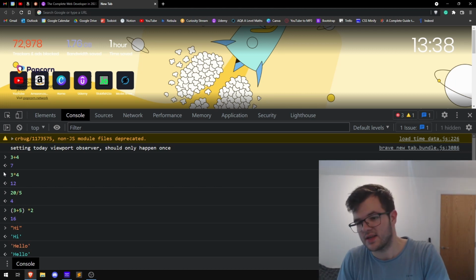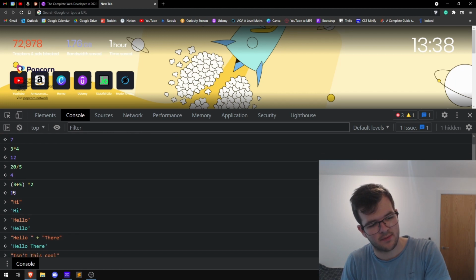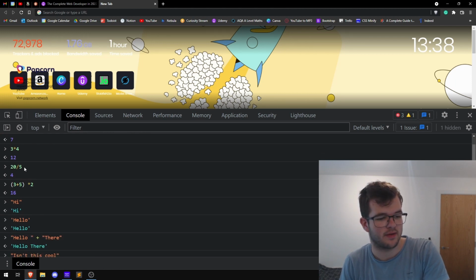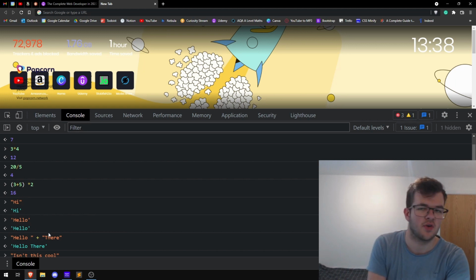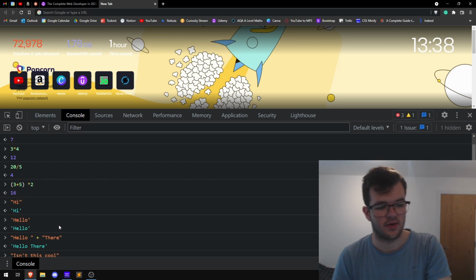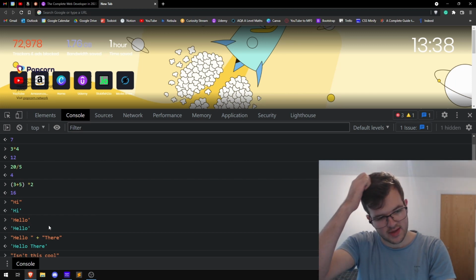So this is just an easy way of doing JavaScript. So then we have 3 times 4, 12, 20 divided by 5, which is 4, and then we can do brackets, so we can do things at a time basically. So 3 plus 5, and then times by 2, 16, and then we can actually add words, like print the words out.